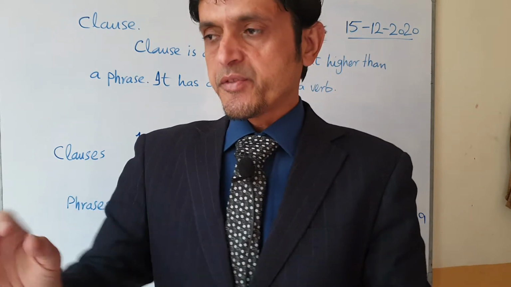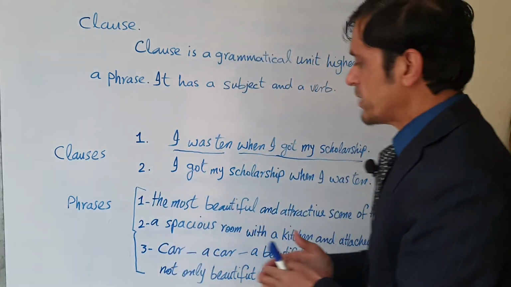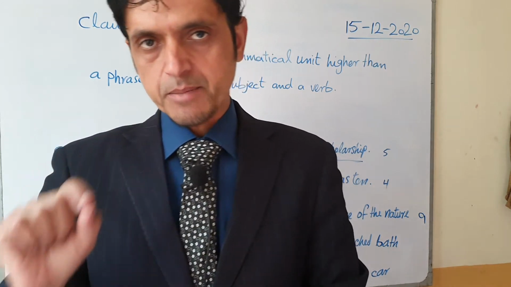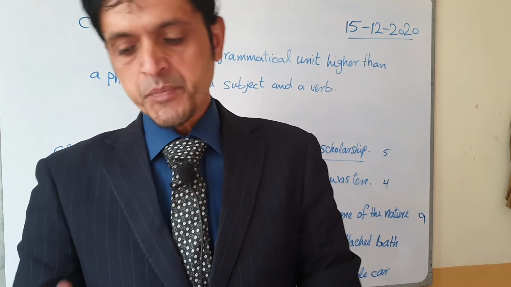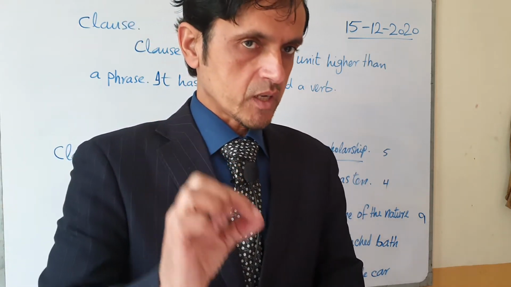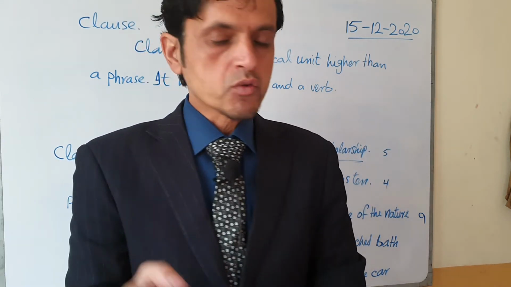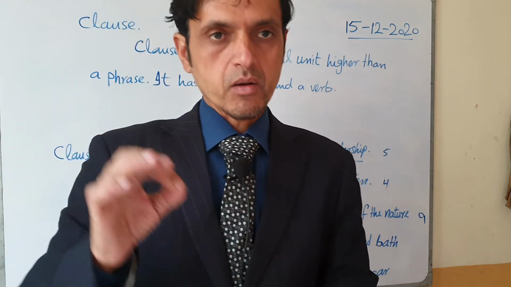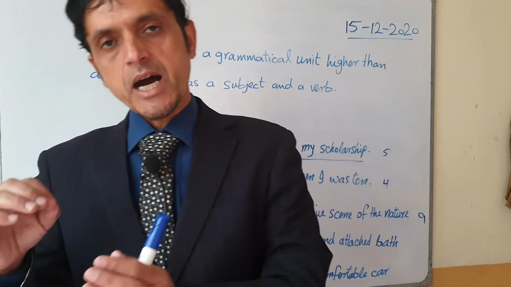Now you see, if we find a structure that is made up of more than one word, and it does not have a subject and a verb, we will say it is a phrase, not a clause, because it is important for a clause to have a subject and a verb. So wherever we find a construction, we will try to find out if it has a subject and a verb. That would be a clause. And if it does not have a subject and a verb, that would be a phrase.